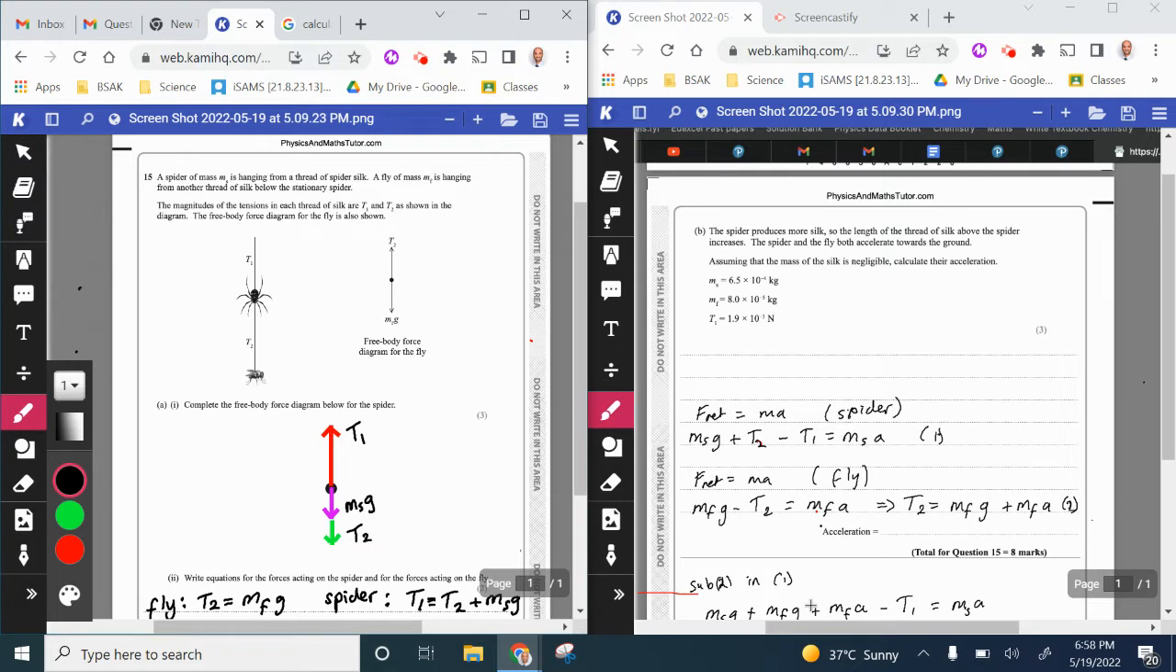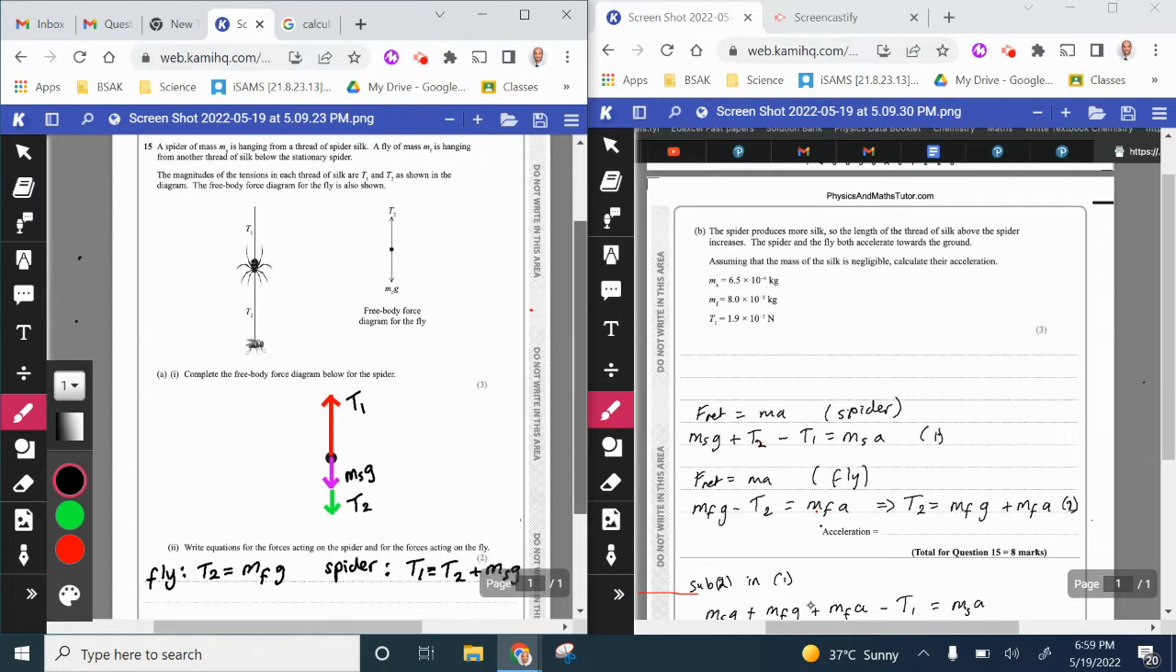So for the free body force diagram for the fly, you have the weight of the fly acting downwards, which is represented by the arrow here. The fly is represented as a dot, and then we have an opposing force, which is holding the fly up, which is this thread here, and that is T2, acting against the weight of the fly. So the weight of the fly, mfg, is equal to T2, and you can see that from the size of the arrows, they are exactly the same.